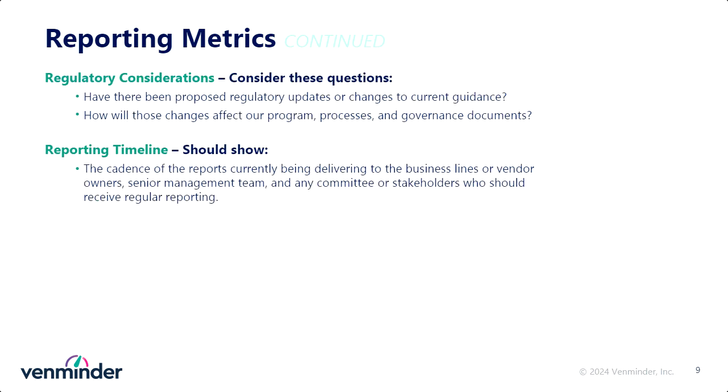And to end with, obviously regulatory considerations are important, and then how you report and the timeline of which you report is also important. So making sure you're putting forth reporting that can pass your exams and your audits and also regulatory requirements. So if you're just starting on your third-party risk management program reporting processes, consider asking, have any proposed regulatory updates or changes been made to the current guidance, and how do those changes affect your program, your reporting, your processes, and your governance?